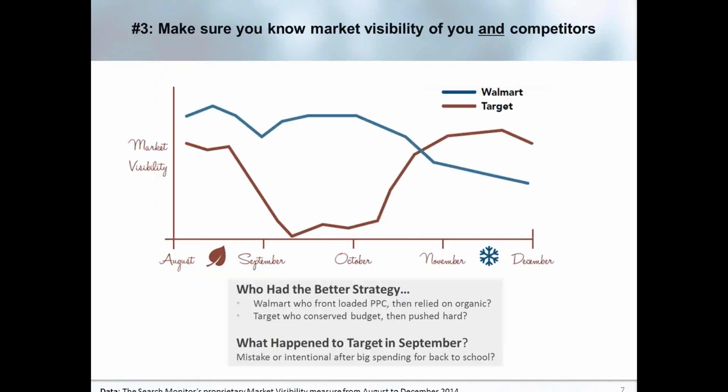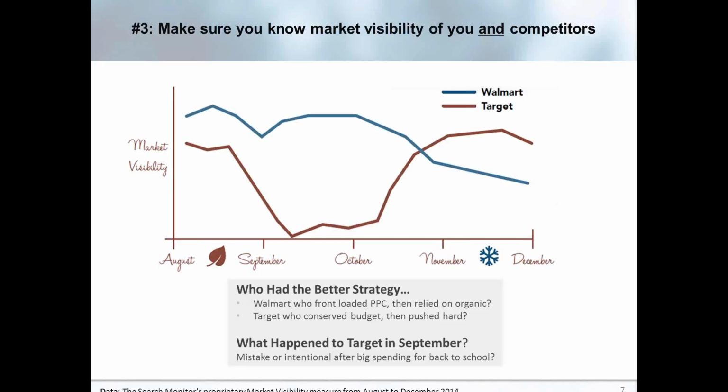Number 3, so this is a fun chart that we did with Walmart versus Target, and we really didn't know what to expect when we took a look at it, but as you can see, the lines are quite different. So the maroon line is Target starting in August, which is around the back-to-school time frame. The blue line is Walmart on paid search. So we're just looking at paid search activity over this 4 or 5 month time frame. And you can see the strategies are vastly different.